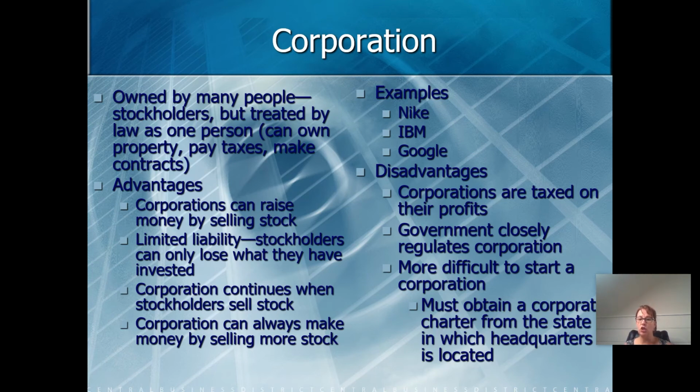So let's say that you and I, or let's say you and our entire class own a corporation. Well, because a corporation is treated by law as one person, the corporation is going to be taxed. But then you and I, the owners that receive some of the profit, are also going to be taxed. So that would be considered double taxation. It's going to be taxed twice. Whereas if you are a sole proprietorship or a partnership, you are only taxed once on the profits.